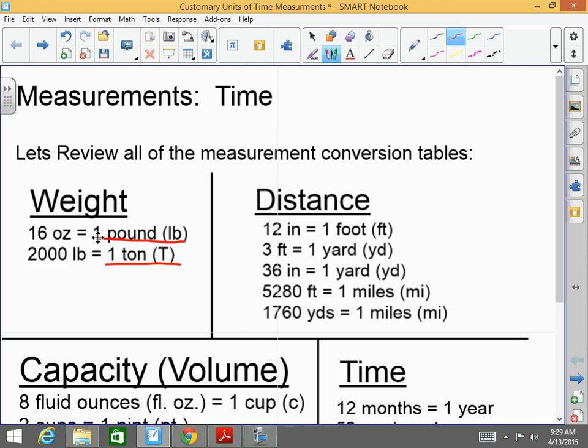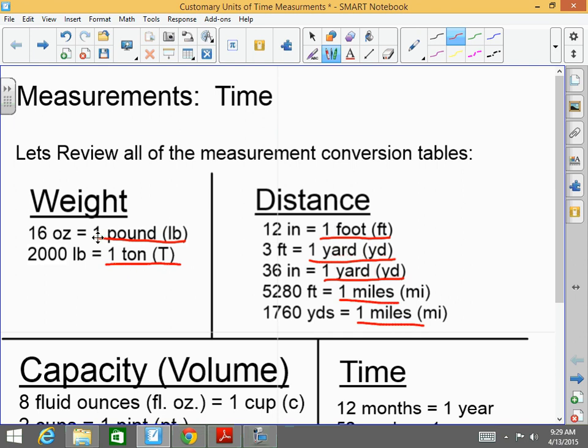Distance. 12 inches equals 1 foot. 3 feet equals 1 yard. Since there are 12 inches in every foot and 3 feet in every yard, that means there's 36 inches in 1 yard. 5,280 feet equals 1 mile. Since there are 3 feet in every yard, if I divide 5,280 by 3, I get 1,760 yards equals 1 mile as well.